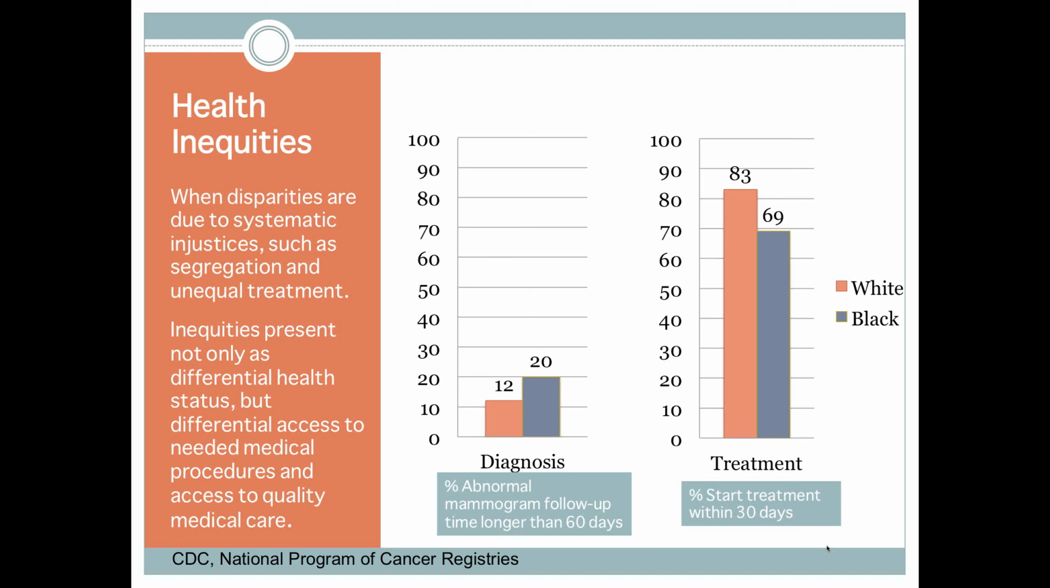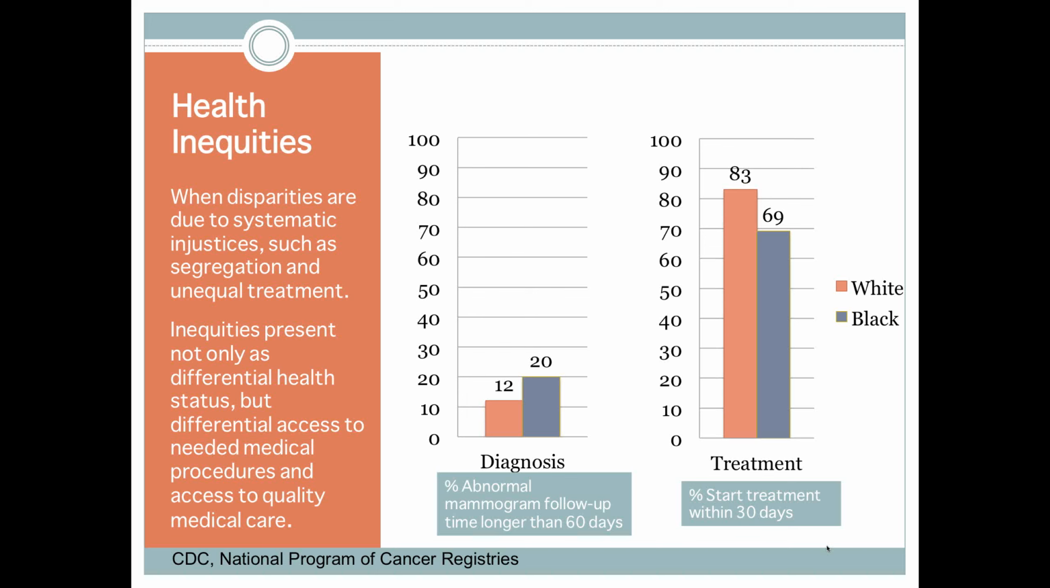If you look at the diagnosis graph, that's showing the percent abnormal mammograms when the follow-up time is longer than 60 days. So 60 days is the usual and customary time interval between an abnormal mammogram and when a diagnosis should happen. And 20% of the time for blacks, that interval is longer than 60 days compared to 12% for whites, showing an inequity in timely diagnosis.